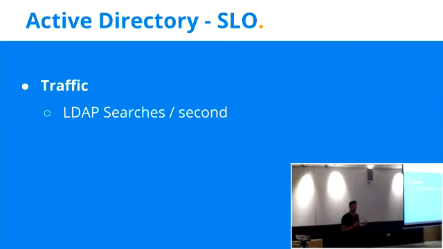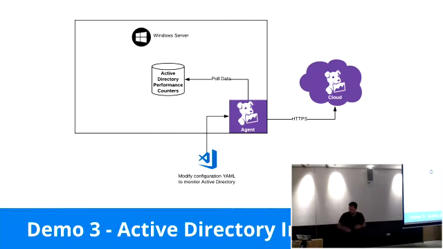Okay, so let's start to get a little bit more advanced and define a service level objective. And I wanted to go after traffic, so how much traffic is hitting my domain controllers. The thing I wanted to measure here was the amount of LDAP searches that were happening per second on my domain controller. So how are we going to get that? Well, it turns out Datadog has a really nice Active Directory integration, which collects a lot of basic metrics for you out of Active Directory. So all we have to do is go and modify the configuration file again and just enable the Active Directory integration.